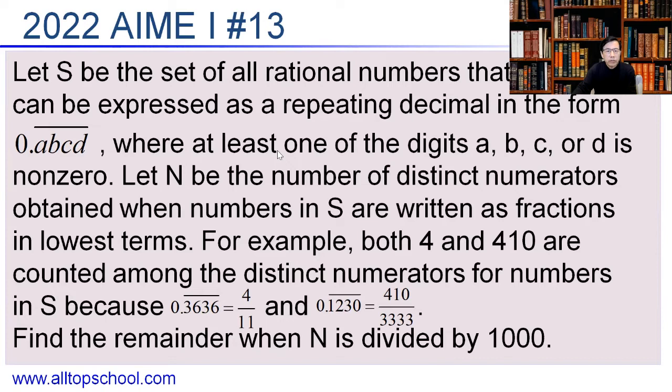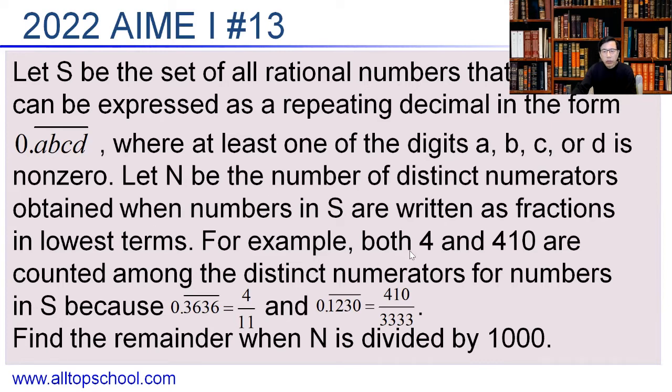Today, we're going to go over question number 13 in 2022, AIME 1. This is the problem. Let S be the set of all rational numbers that can be expressed as the repeating decimal in the form 0.abcd repeating, where at least one of the digits A, B, C, or D is non-zero. Let n be the number of distinct numerators obtained when numbers in S are written as fractions in lowest terms.